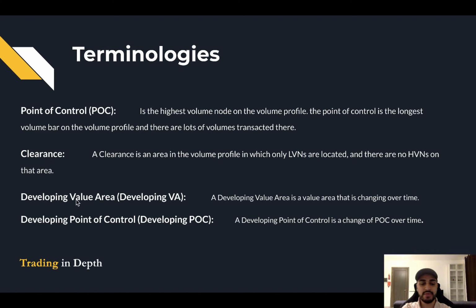So what is a developing value area, or developing VA? A developing value area is a value area that is changing over time. So we have the same developing thing for point of control, and it will be called developing POC. The developing point of control is the change of the point of control over time.